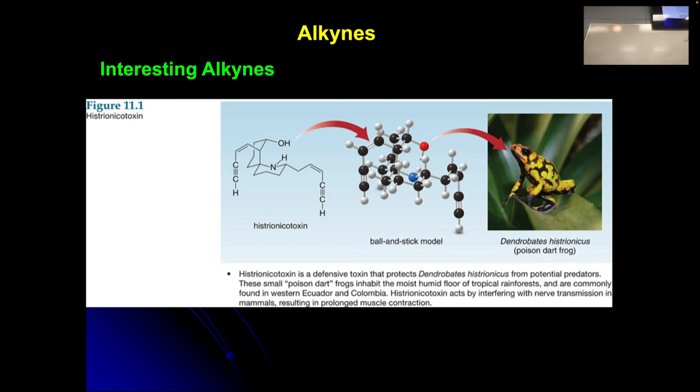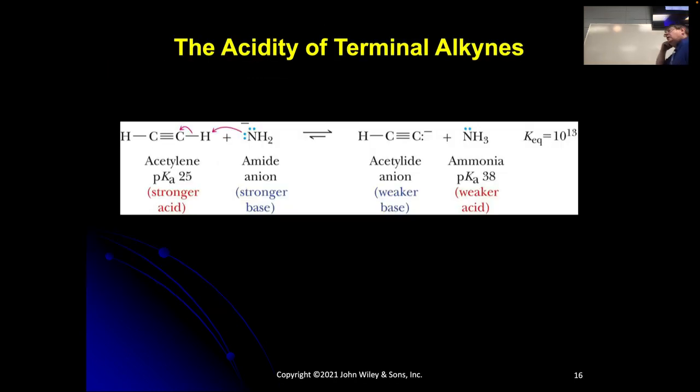And here's an example of a ball and stick model, building it all out. You can see how things are starting to get pretty crammed. But that is a poison dart frog. You probably learned in your basic biology class, anytime you see a very brilliantly colored frog, stay away from it. Very, very toxic. Okay, these are poison dart frogs.